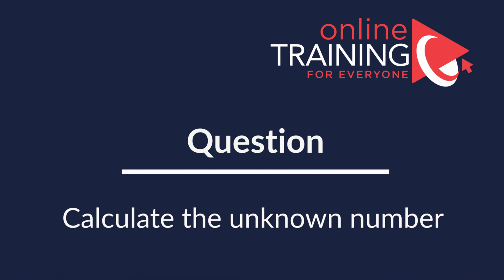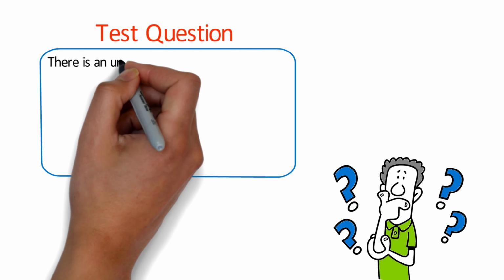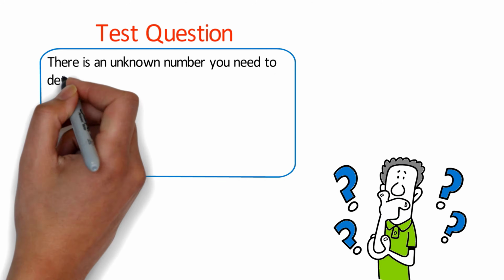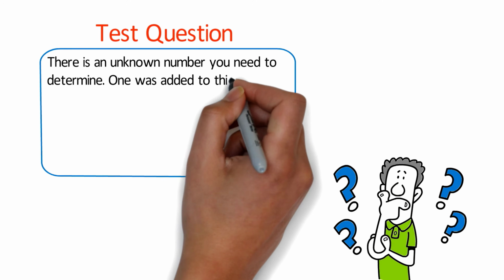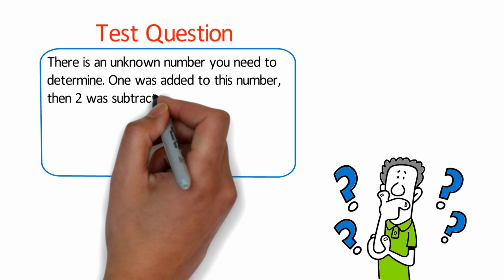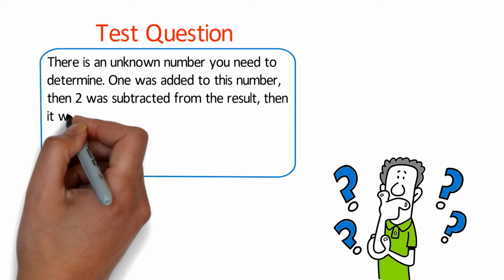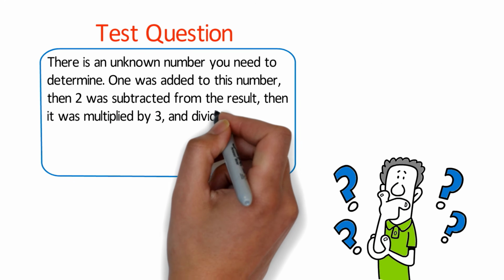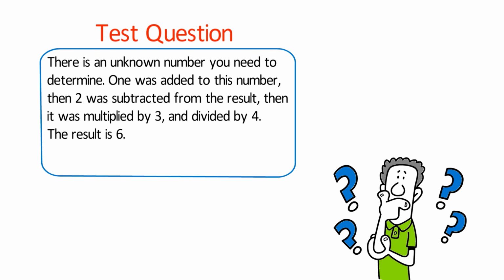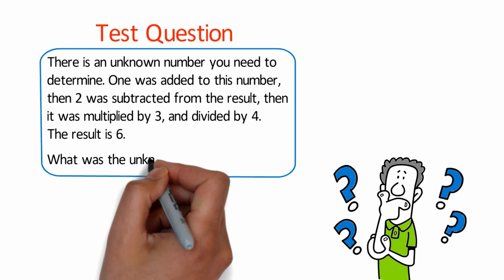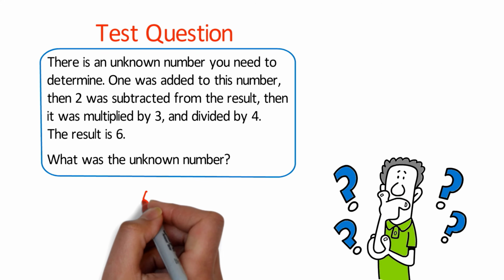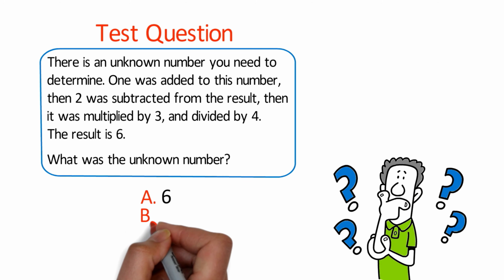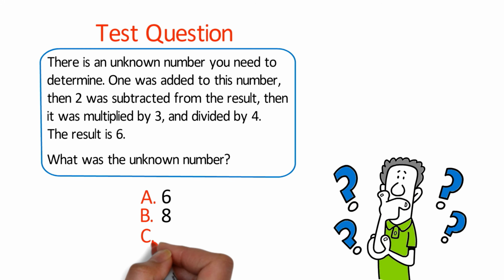Here's a cool simple question, which is frequently used to test mental math capabilities. There is an unknown number you need to determine. 1 was added to this number, then 2 was subtracted from the result, and then it was multiplied by 3 and then divided by 4. The result is 6. What is the unknown number? You have 4 different choices. Choice A, 6, choice B, 8, choice C, 9, choice D, 12. Can you determine the answer?